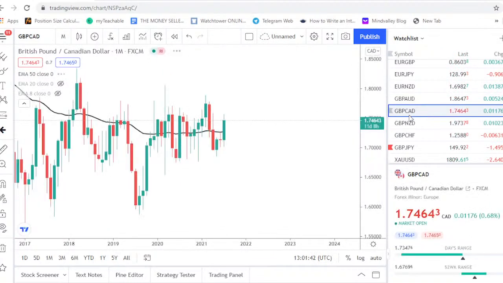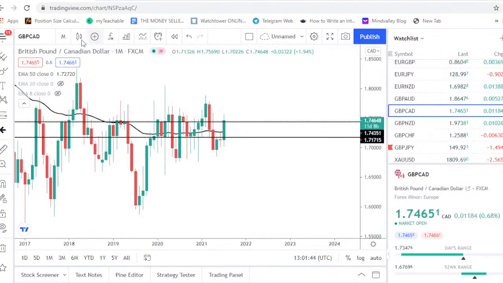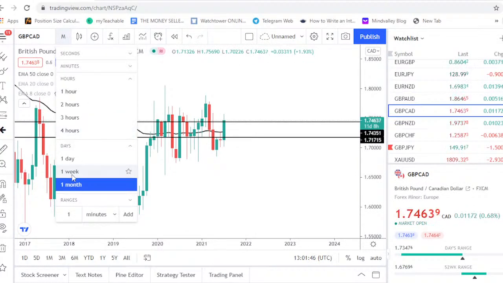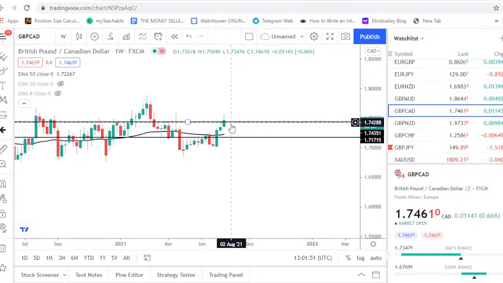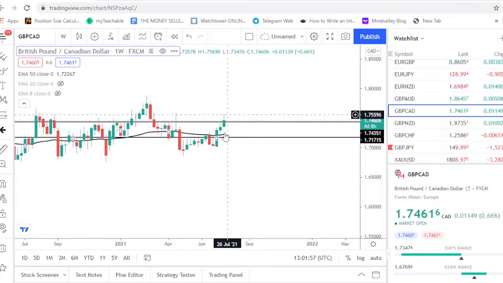Let's see GBP Canadian dollar. This one is somehow consolidating, but let's see the weekly as well. All right, on the weekly, it is around the mini resistance area. And so we are going to look at what happens around there.